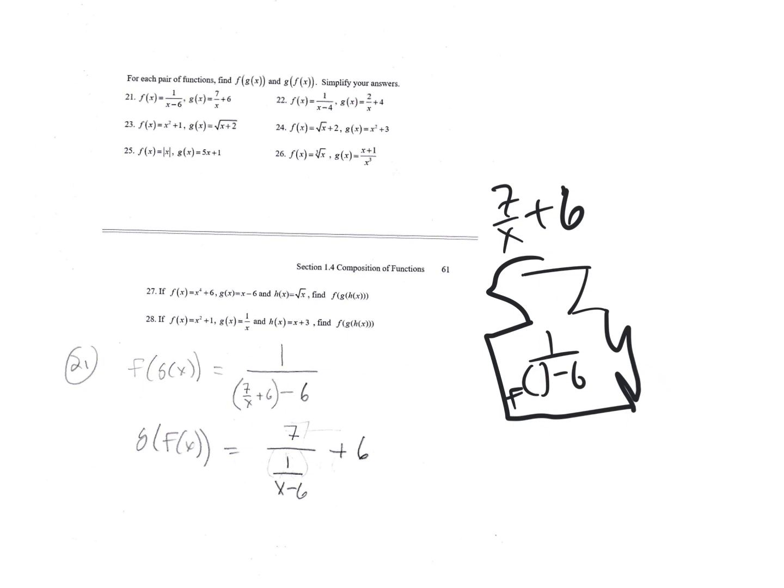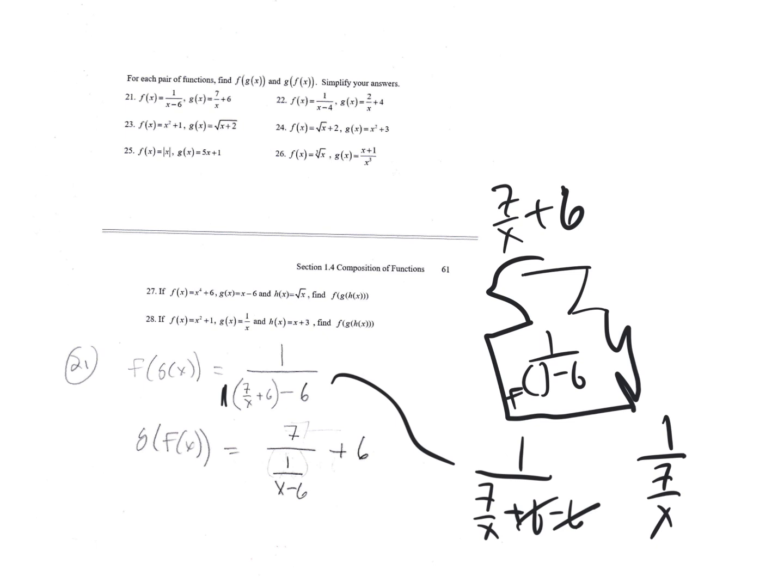Now, then they said simplify your answers. Well, let's do it. So I just see a 1 in front of the parentheses, so there's nothing there. I can just drop the parentheses. I don't have to worry about that. So that's going to become 1 over 7 over x plus 6 minus 6. Well, combining like terms now, the 6's cancel out. That leaves me 1 over 7 over x.